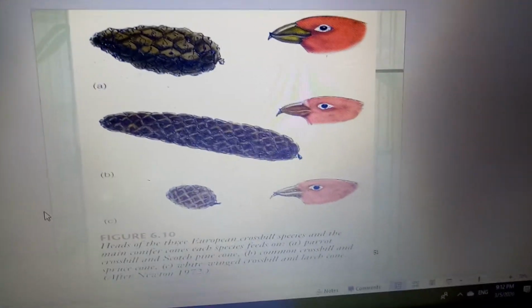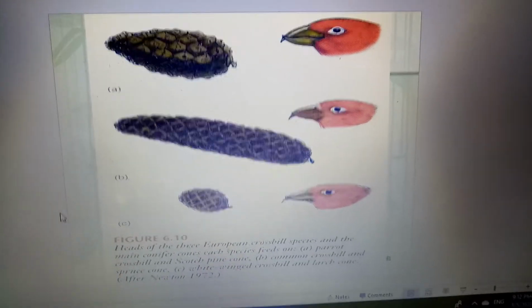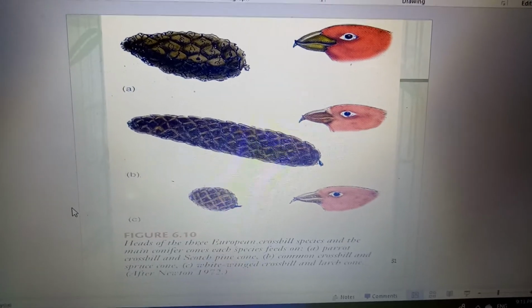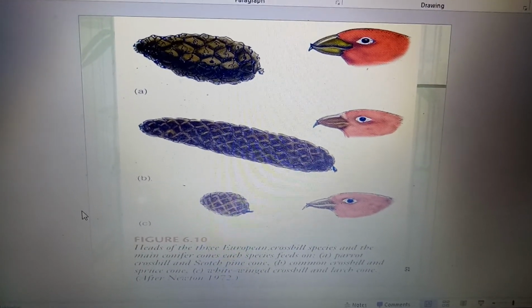Okay, this is what I told you before about the differences between their beaks. The small one feeds on the small seeds, and the intermediate and the large one also have their own characteristic food. Thank you.